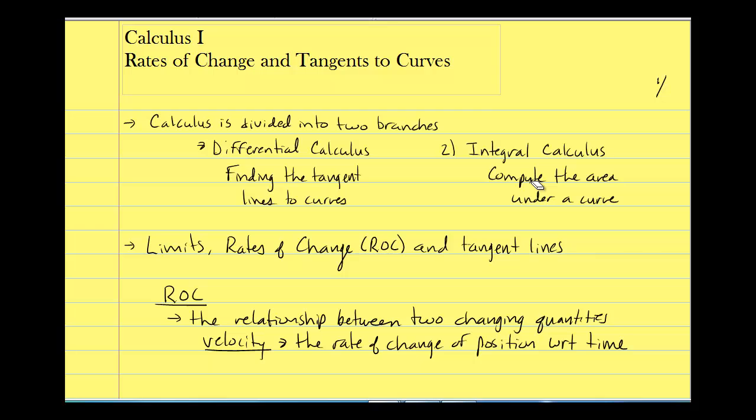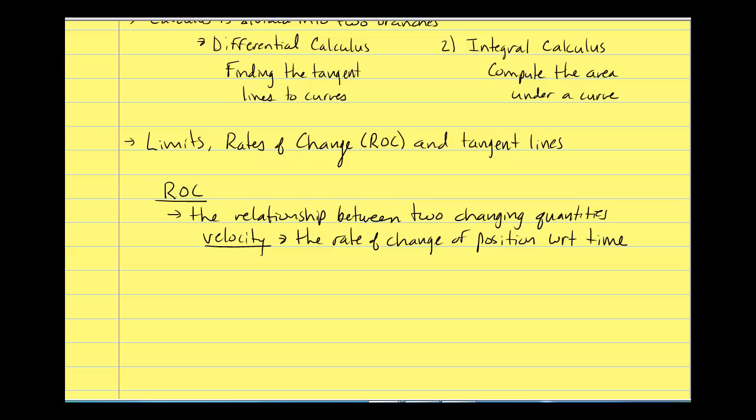Okay, when we're talking about limits, rates of change, and we use rates of change so often that we abbreviate it ROC, and tangent lines, we need to start with some basic definitions and ideas to kind of get us all on the same page to understand what we're talking about. So to get started here, rates of change, and again that's abbreviated ROC, is the relationship between two changing quantities. So some examples here might be velocity.